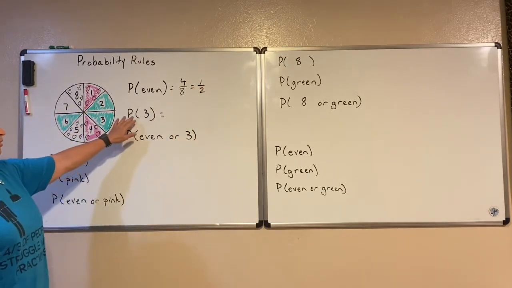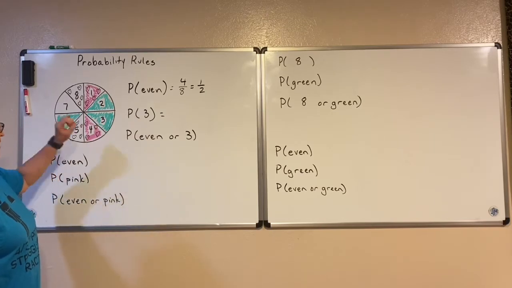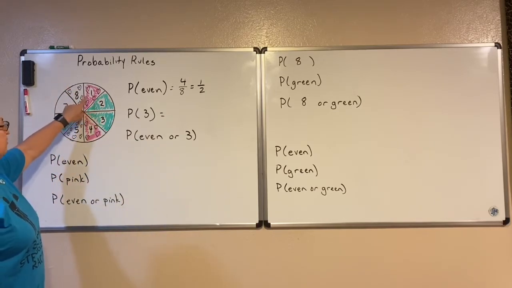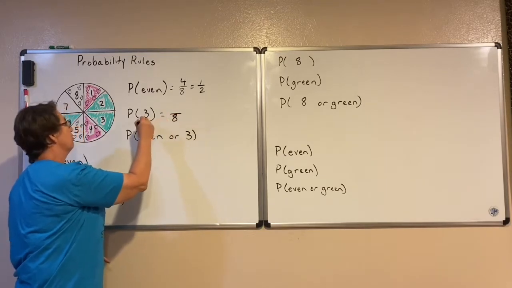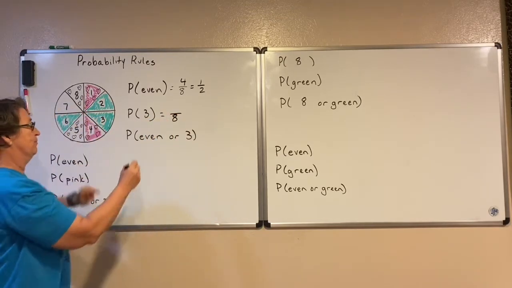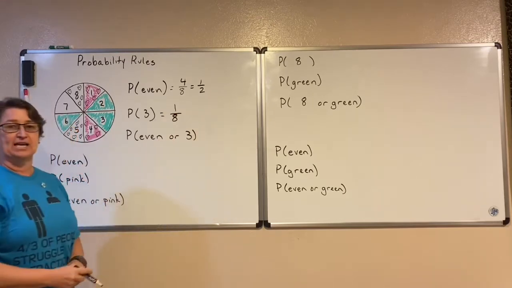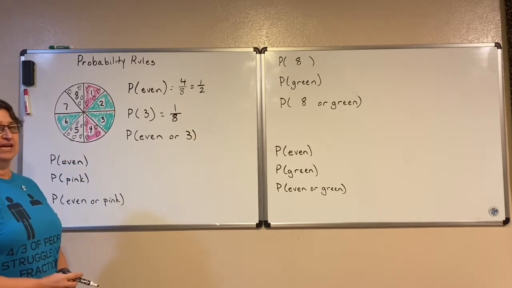Now let's look at the probability of hitting a 3. If we spin that spinner again, we have, again, 8 pieces as my total, and there's 1 three on my spinner. So the probability I get a 3 is 1 out of 8.